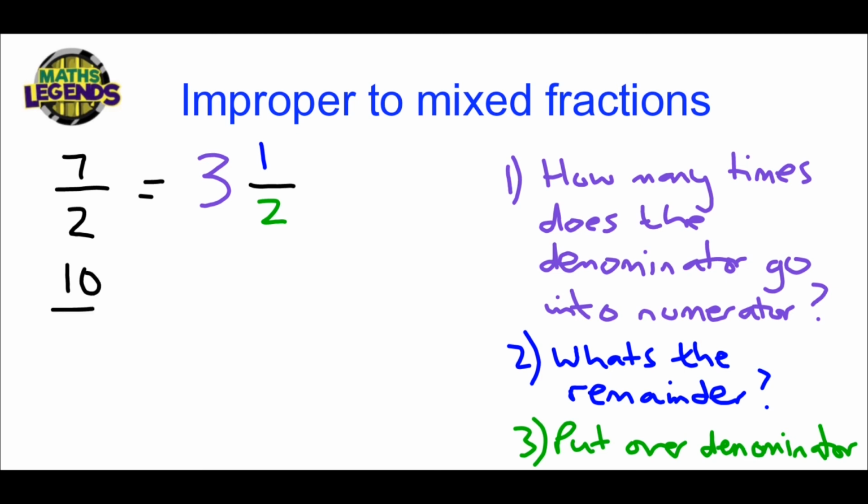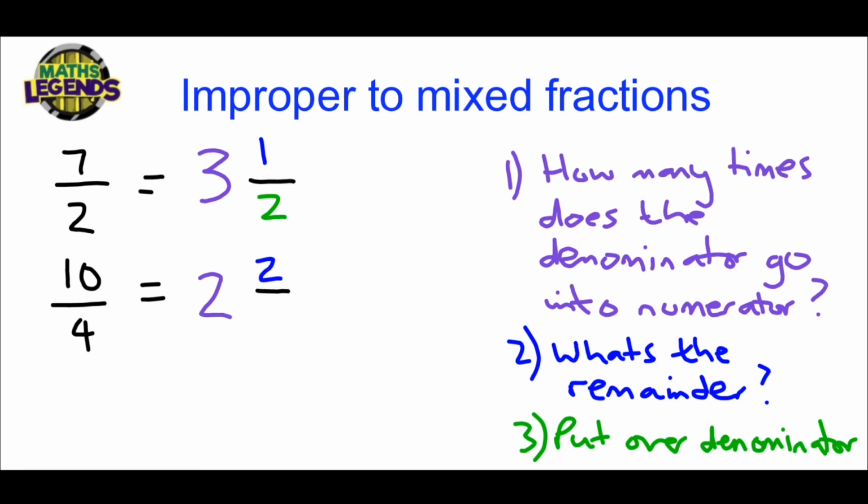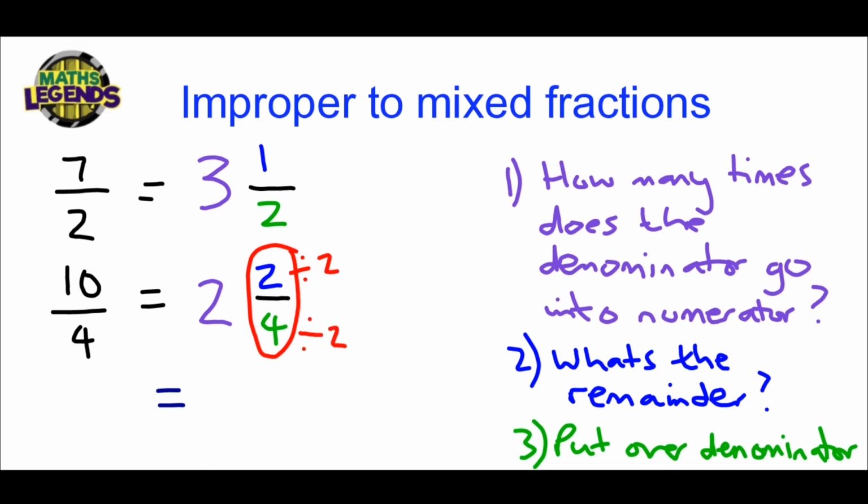Let's do another example. 10 over 4. Now in this case, we're going to use the rules again. How many times does 4 go into 10? 2. That takes us up to 8. We have remainder 2. And the denominator stays unchanged. However, notice that now we've got a fraction that is not in its most simplified form. So what we need to do is divide this one by 2 and divide this one by 2. This then gives us 2 and 1/2.